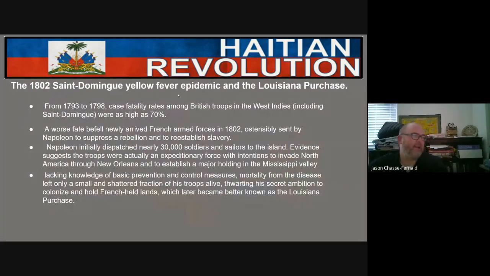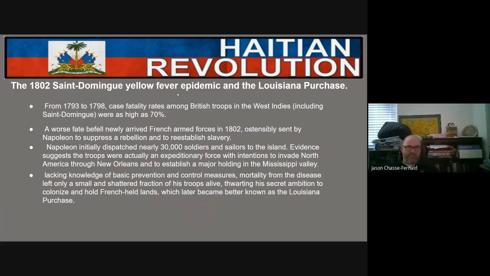All right, so this is just something I kind of threw together for that human-environment interaction connection for you. From 1793 to 98, case fatality rates among British troops in the West Indies, including Saint Domingue, was as high as 70%. A worse fate befell newly arrived French armed forces in 1802, sent by Napoleon to reestablish slavery. Napoleon's initial dispatch was nearly 30,000 soldiers and sailors to the island. Evidence suggests the troops were actually an expeditionary force with the intention to invade North America through New Orleans.